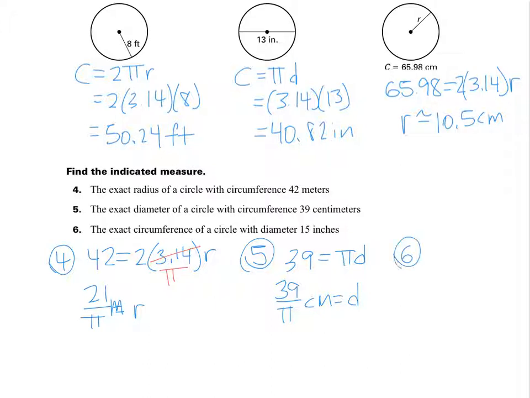And 6, circumference with a diameter. So C equals 15 pi inches. And a lot of times you do see our measurements in a pi unit rather than in an approximation.